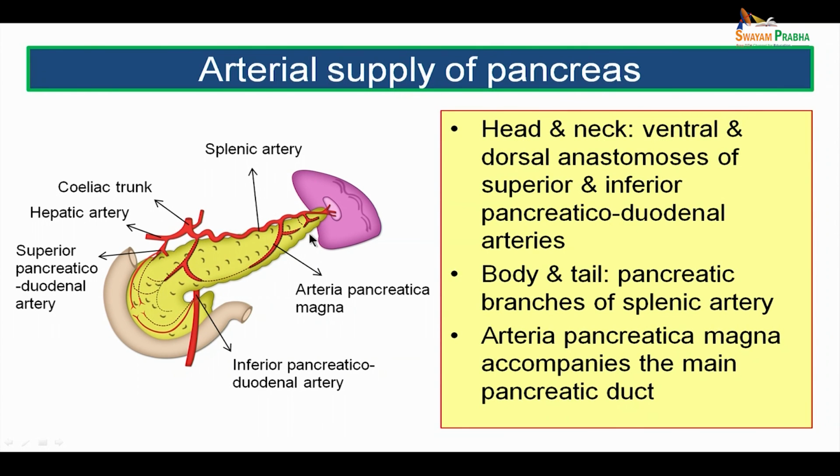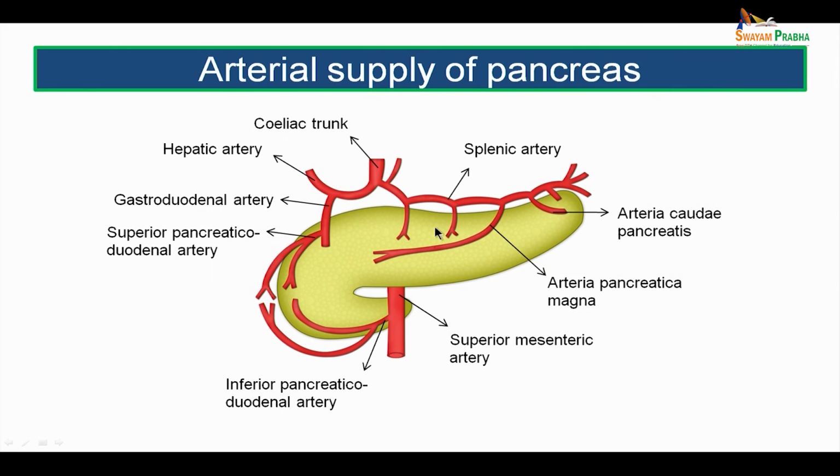The body and the tail receive arterial supply from the branches coming from the splenic artery, and one such large branch is called the Arteria pancreatica magna. Similarly, there is a branch coming specifically to supply the tail of the pancreas from the splenic artery, which is known as the Arteria chordae pancreatis.